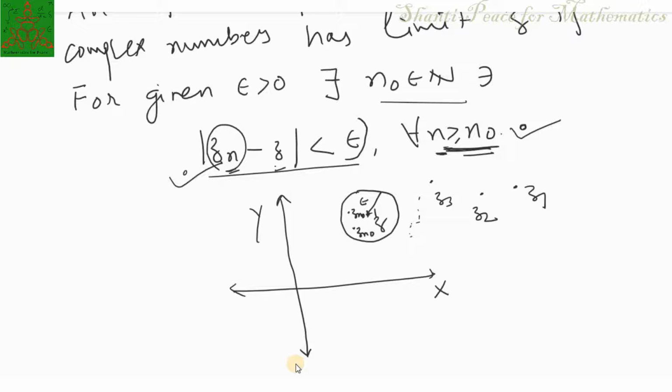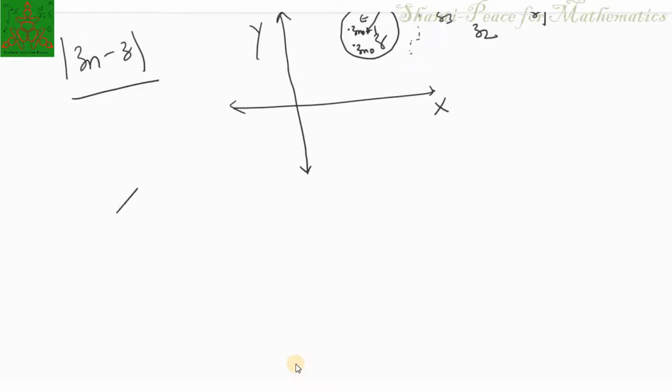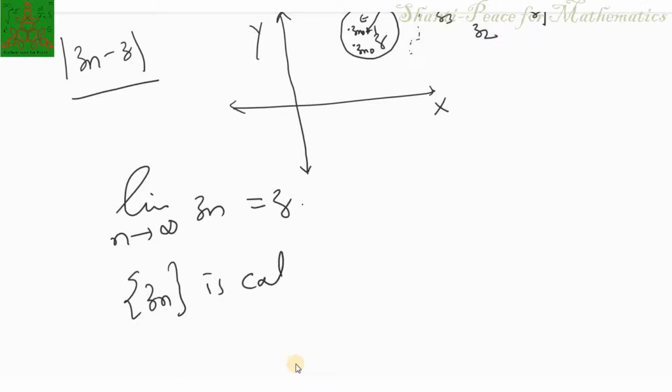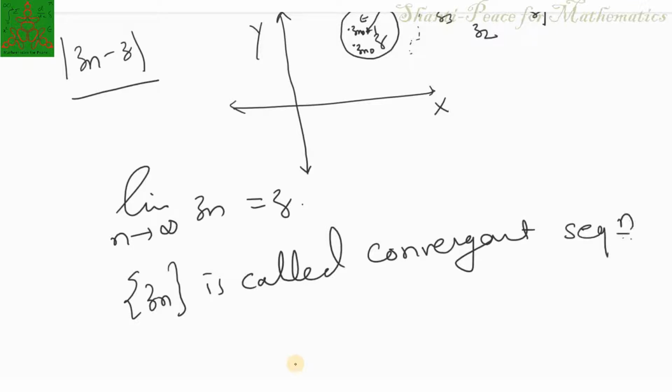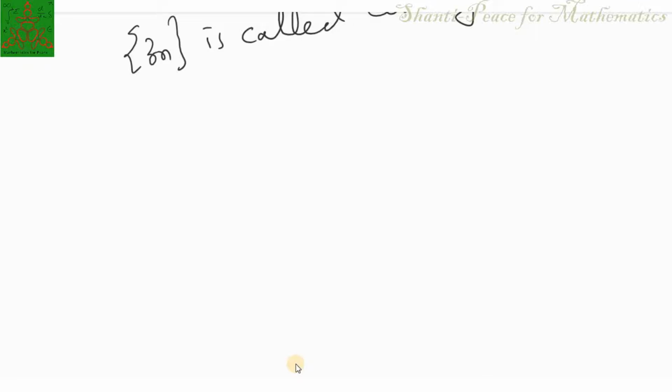That means zn gets closer to z as the subscript n is increased. If n is increased, the distance between zn and z becomes as small as you like. That is the meaning of convergence. Now if the limit exists, we say that the limit of zn as n tends to infinity is z. This is the notation for a limit existing. If the limit exists, then the sequence zn is called a convergent sequence. That means this limit has to be unique. If the limit exists, the sequence is convergent.